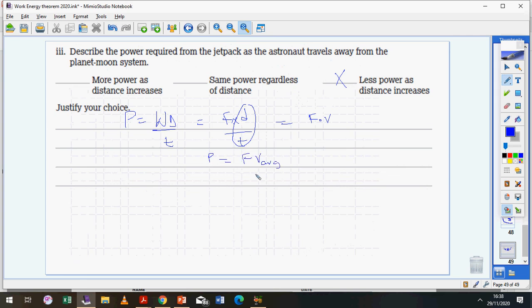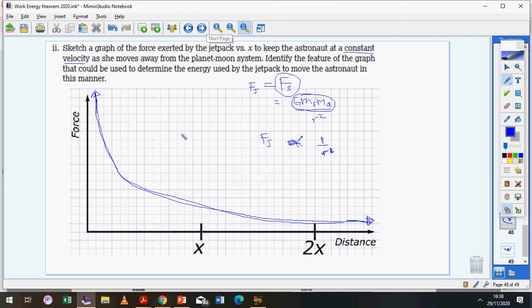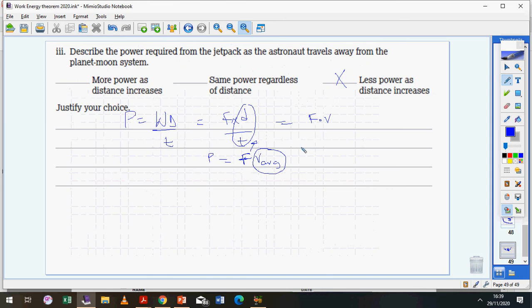Since this velocity is remaining constant, and the force required as the distance increases is decreasing, this force is going down. Since the velocity is remaining constant, this power also has to decrease.